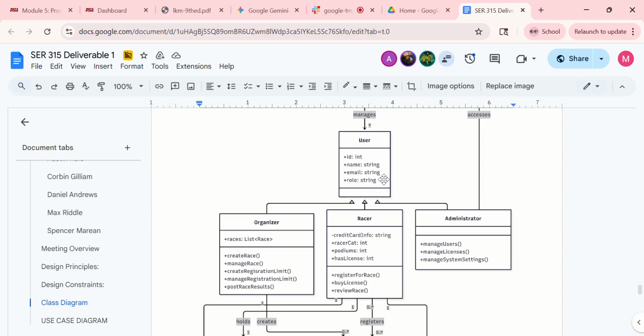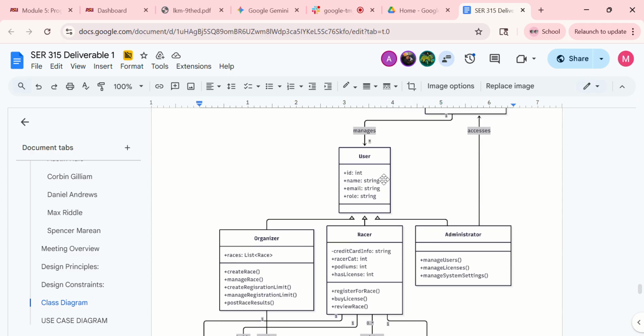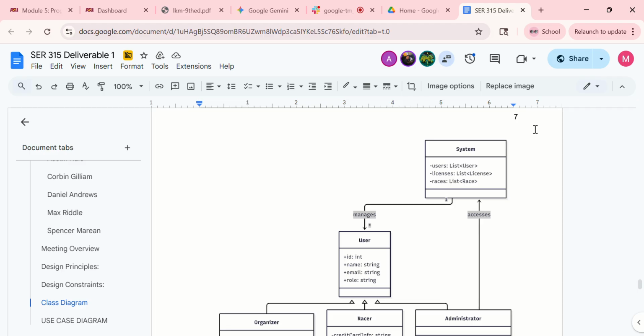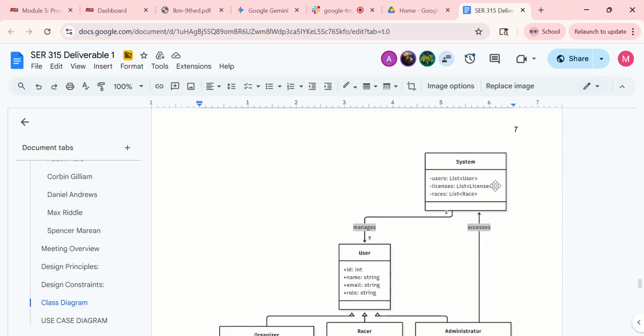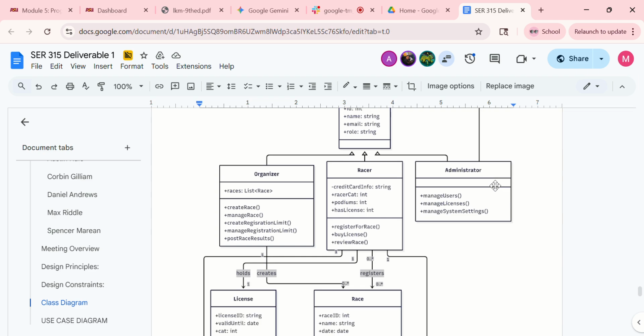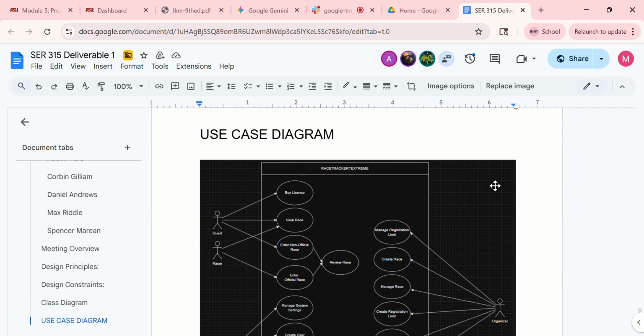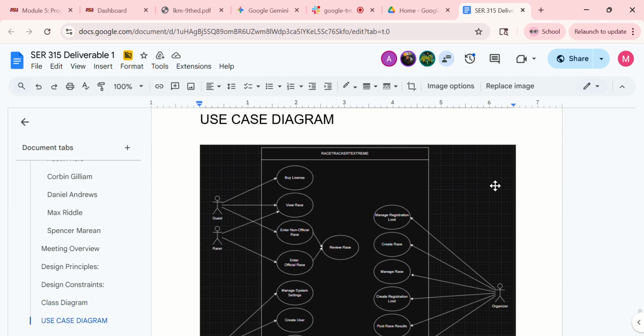showing our multiplicities and relationships more in depth. We were thinking about adding on a different UI class that will connect to our system for each different type of user, relating to the constraints and principles that we mentioned above. And then this will be our use case diagram.